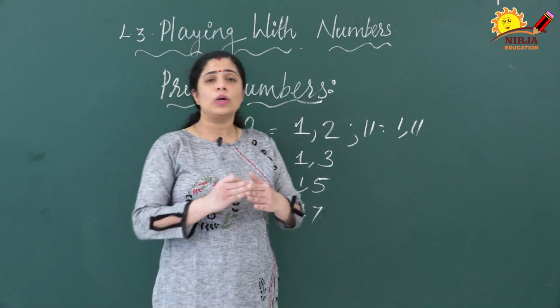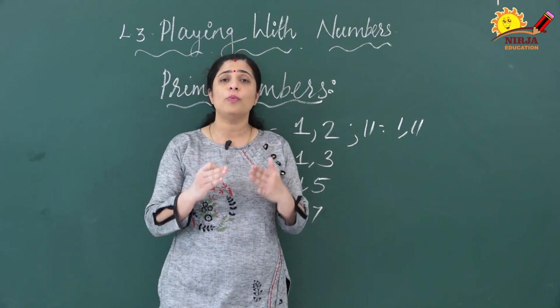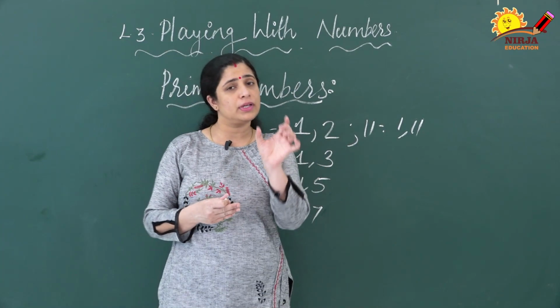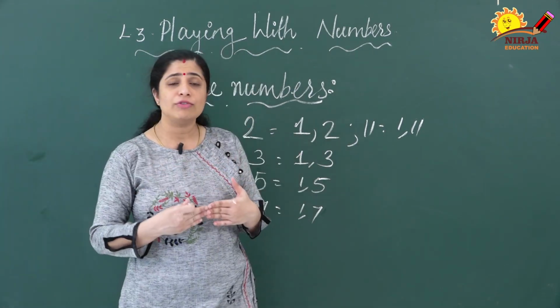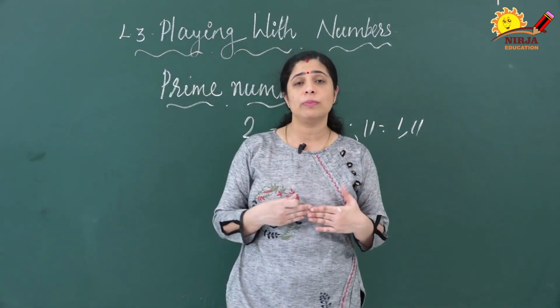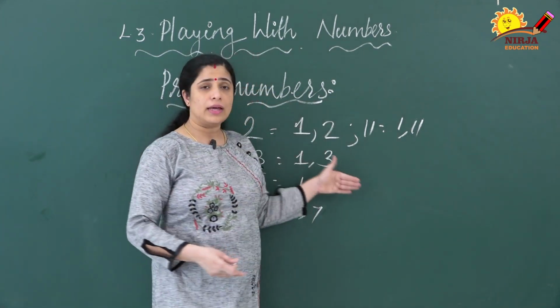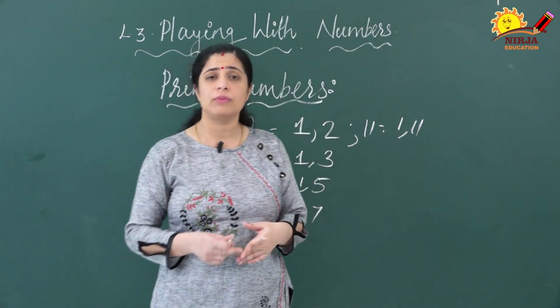I am giving you one task. You have to find how many prime numbers there are between 1 and 100. You can type it in the comment section. So you have to find how many prime numbers will be there between 1 and 100. I think you understood these prime numbers.